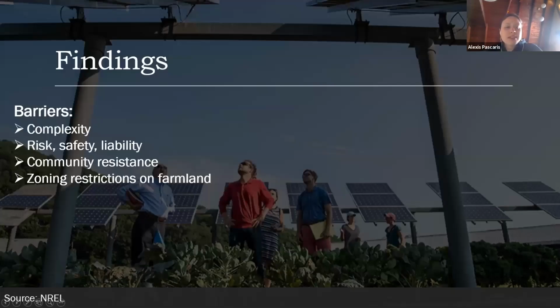Analysis of these interview data found that the barriers to development revolve around complexity, meaning that these systems demand added layers and time in design. In addition to this complexity, participants also raised concern around risk, safety, liability, and the hazards associated with hosting a farmer on an electrical site. Participants also warned me about community resistance to solar projects on agricultural land and localized zoning restrictions that would disallow this type of development. Click, please.